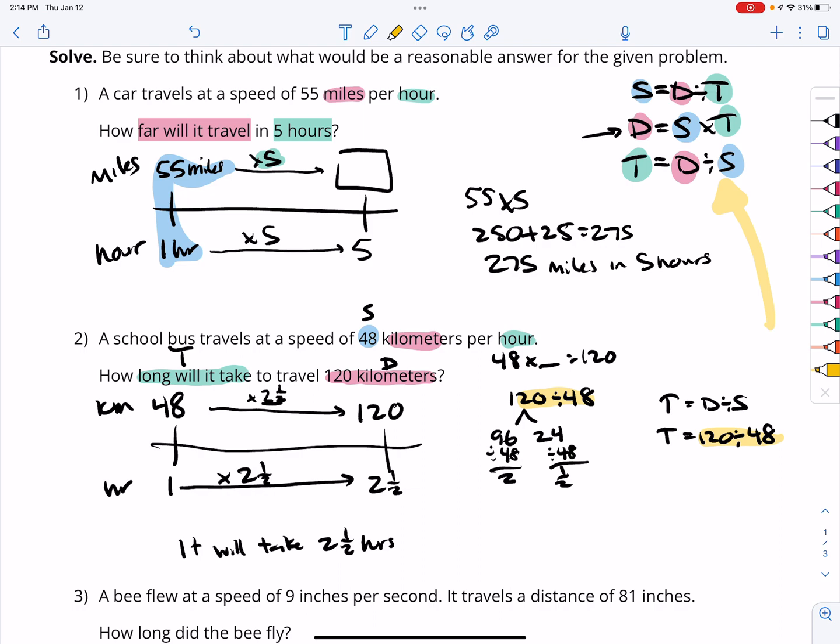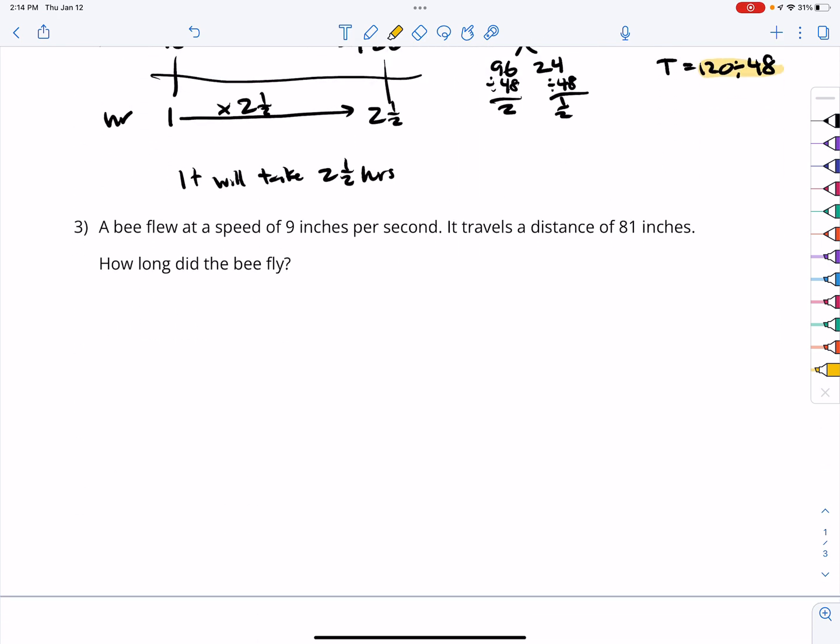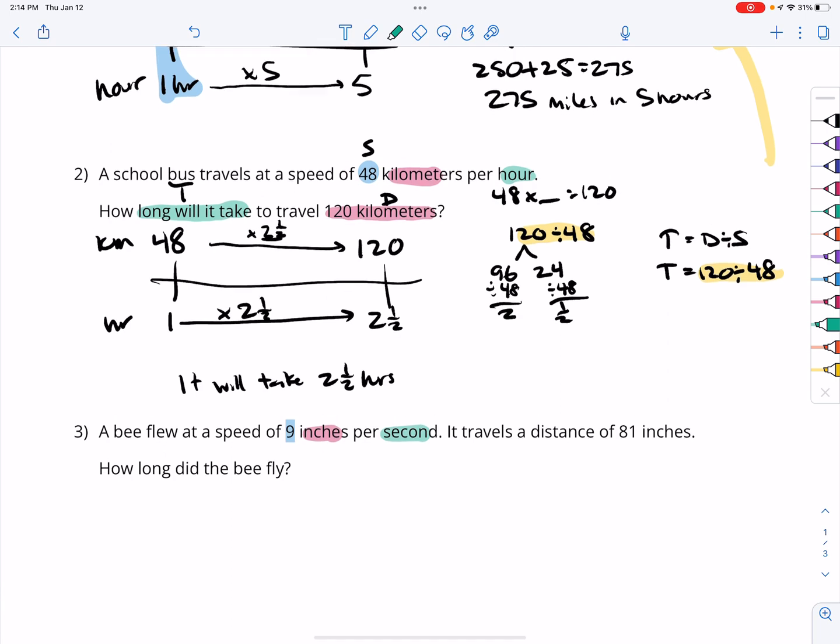A bee flew at a speed of 9 inches per second. So we know our total speed is 9, and we are measuring in inches per second.